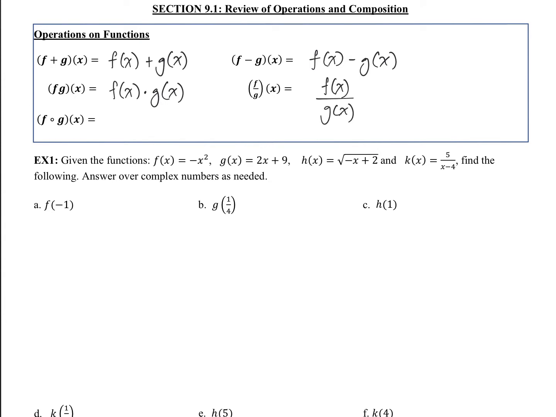And we have to be careful here. Because g of x is in the denominator, we need that g of x cannot equal 0. Because we cannot have zeros in the denominator of a fraction.